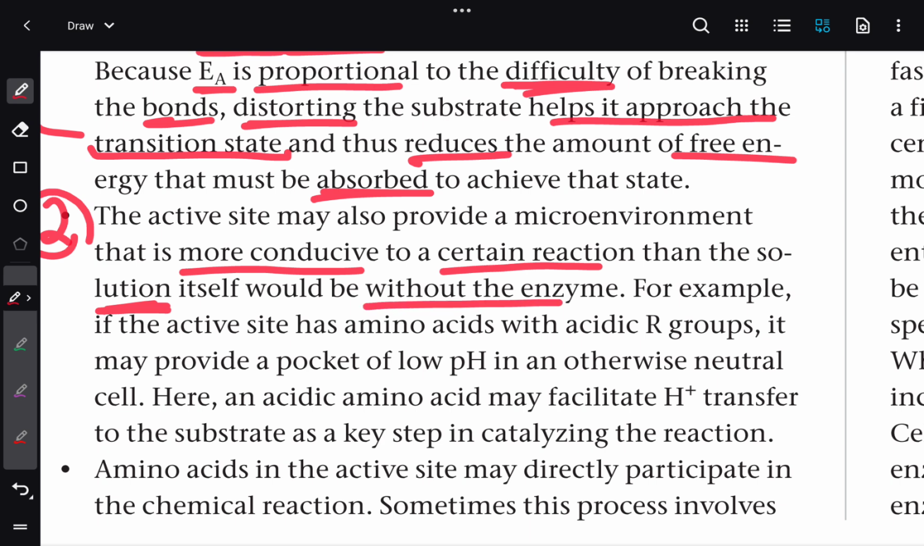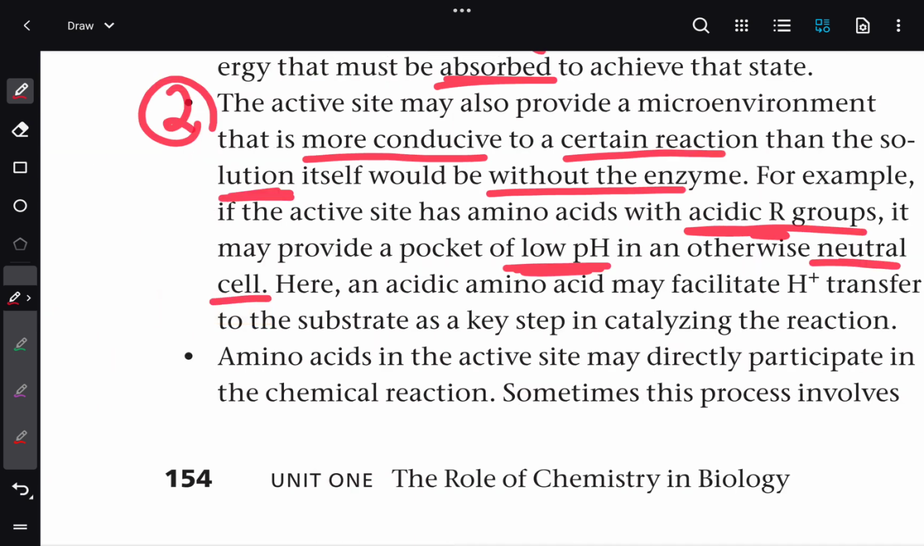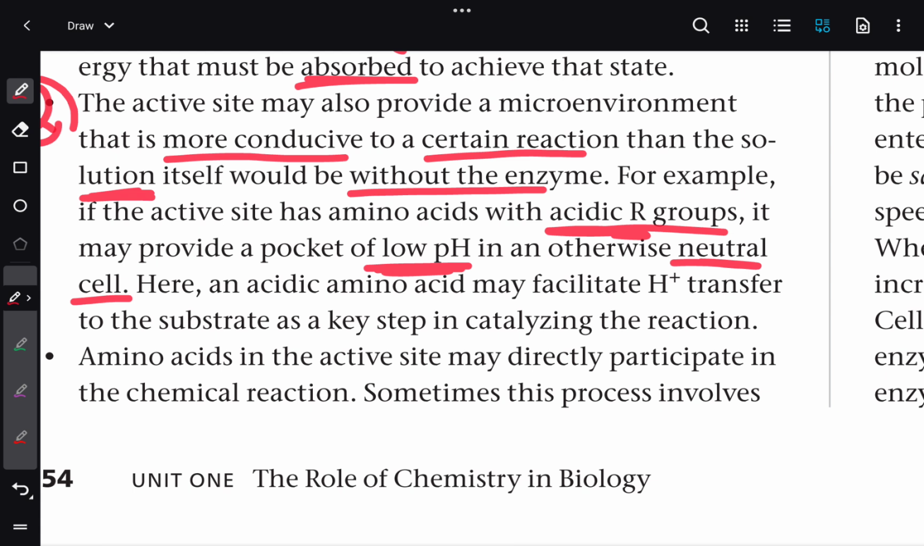For example, if the active site has amino acids with acidic R groups, it may provide a pocket of low pH in an otherwise neutral cell. Hence, an acidic amino acid may facilitate H+ transfer to the substrate as a key step in catalyzing the reaction.